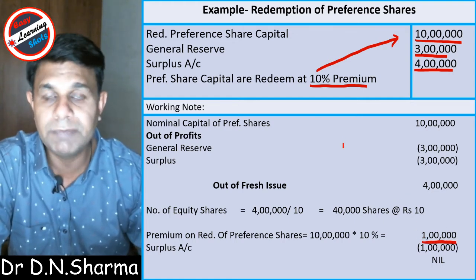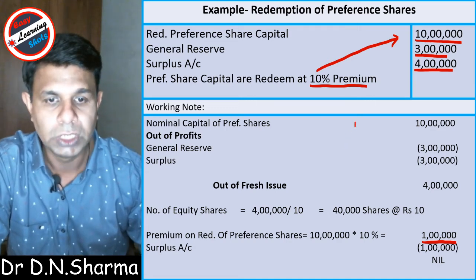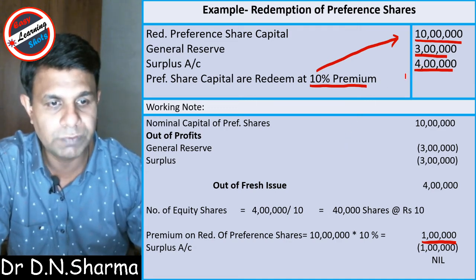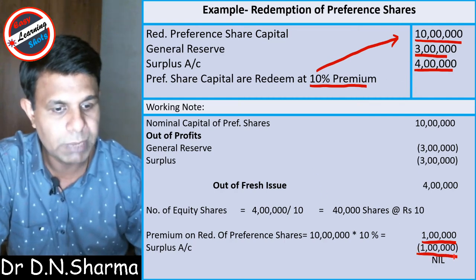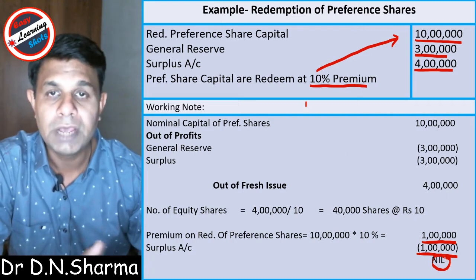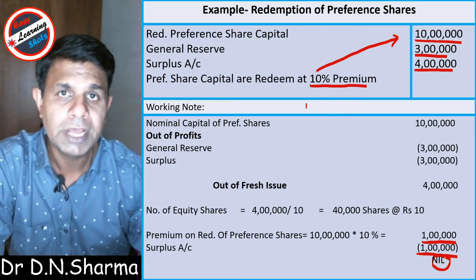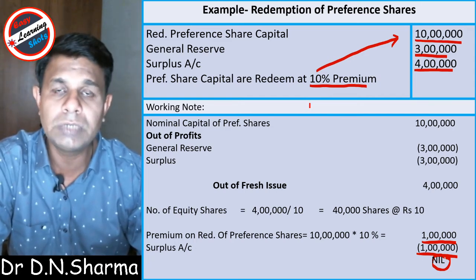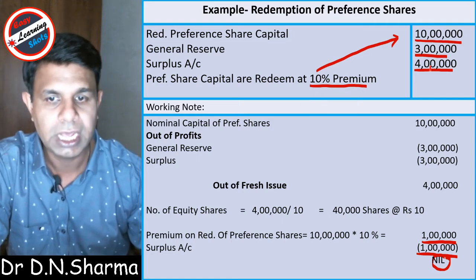The first preference to adjust the premium amount is out of profits. So we adjust with the surplus account. So we take 1 lakh from the surplus account. We adjust the whole premium amount from the surplus account, that is rupees 1 lakh. Now we adjust the nominal capital of preference shares. Now we adjust this amount either out of profits or out of fresh issue. So we adjust it out of profits.